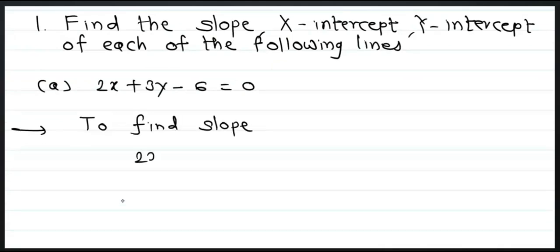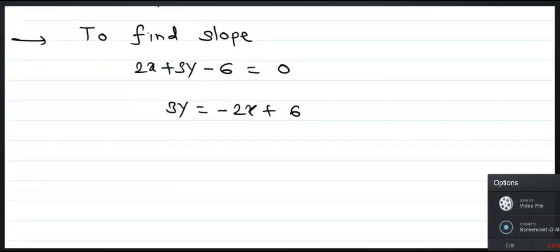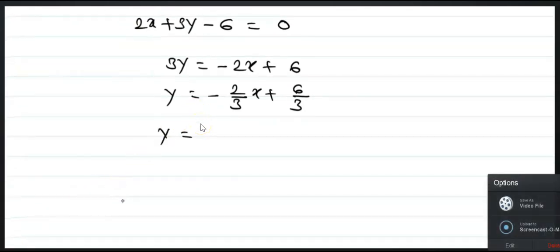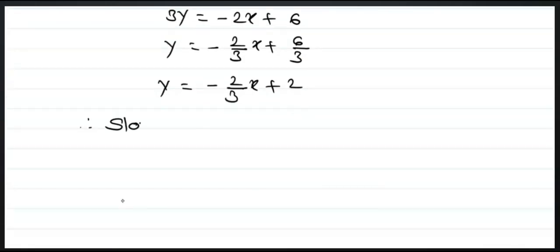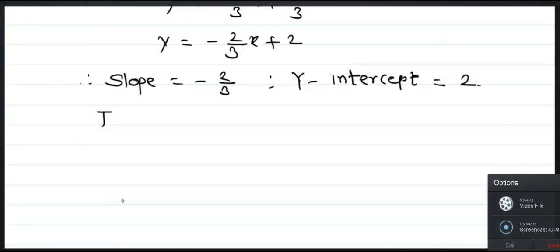To find the slope, we write the equation in the standard form, that is y is equal to mx plus c. Therefore, 3y is equal to minus 2x plus 6. Divide both sides by 3. Then you will get y is equal to minus 2 upon 3 x plus 6 upon 3, and that is equal to minus 2 upon 3 x plus 2. Therefore, the slope of the line is minus 2 upon 3, and the y-intercept is 2. Now, we want to find the x-intercept.